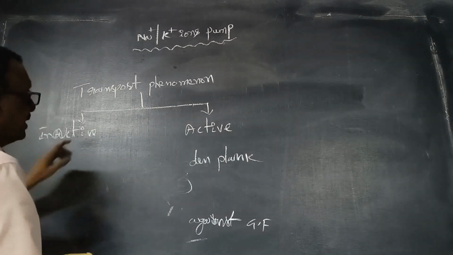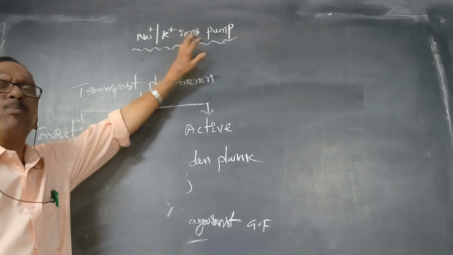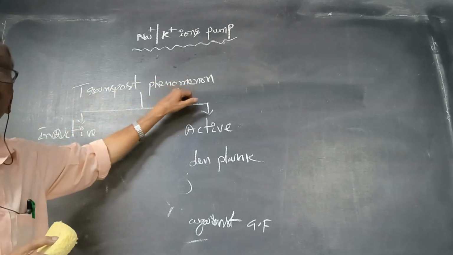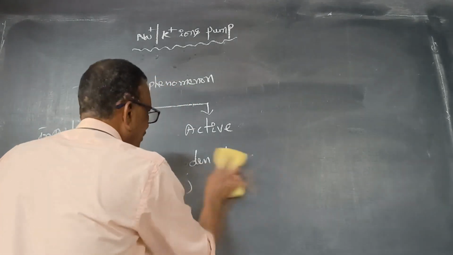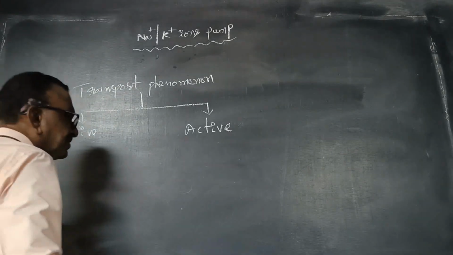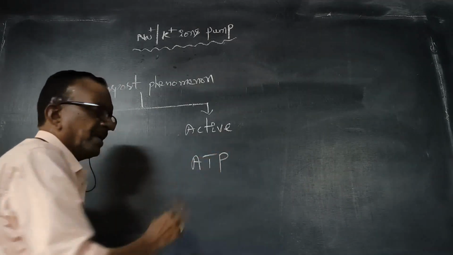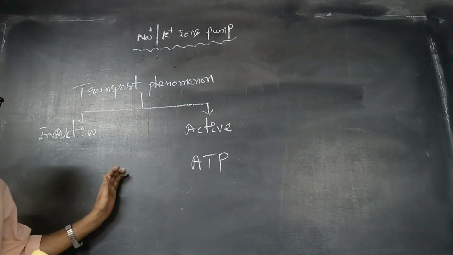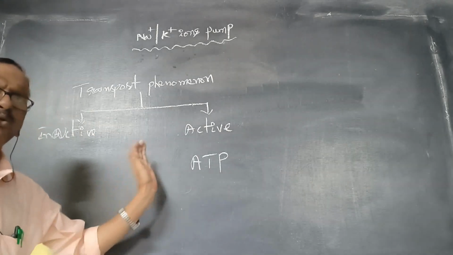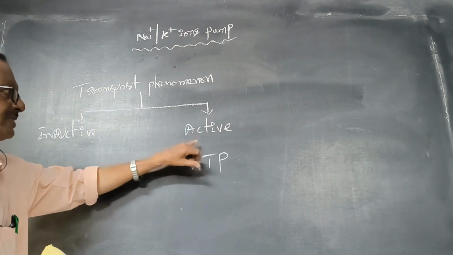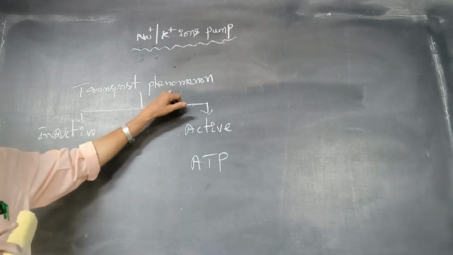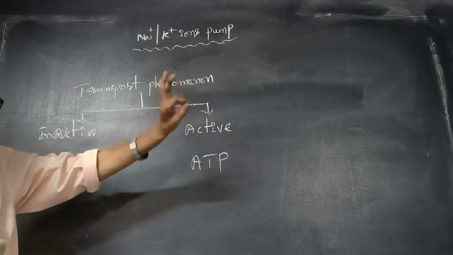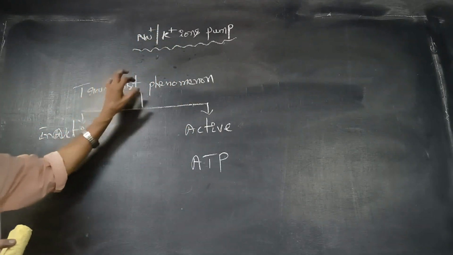So the sodium potassium ions pump is an example of active transport phenomenon. Generally, in the case of human beings, that energy will be in the form of ATP, adenosine triphosphate. Energy is required for moving ions from an area of low concentration to higher concentration. That is called the active transport phenomenon. Is it clear with this word? So the sodium potassium ions pump is an example of active transport phenomenon.